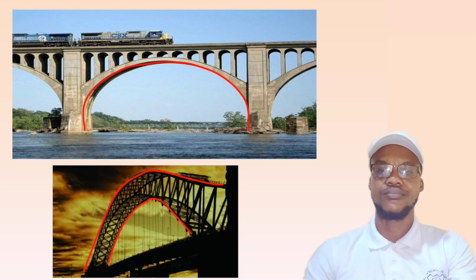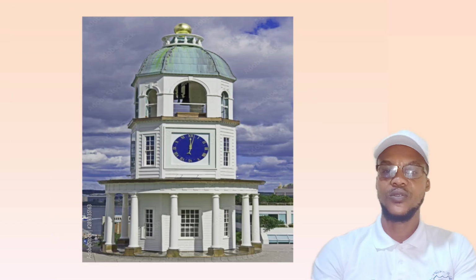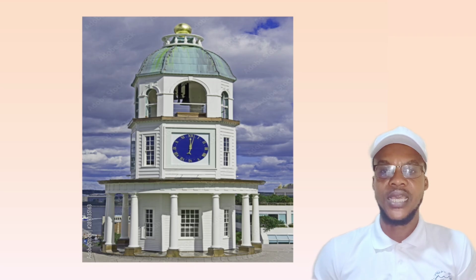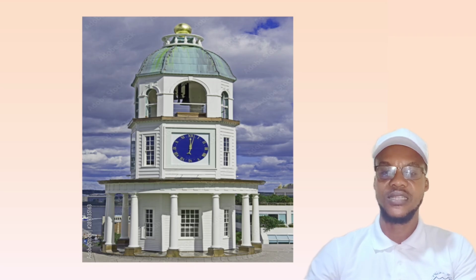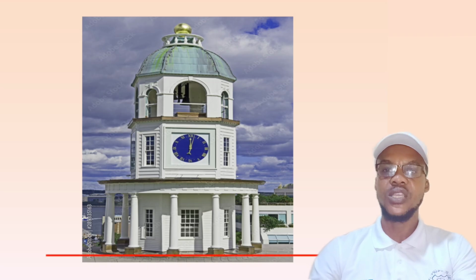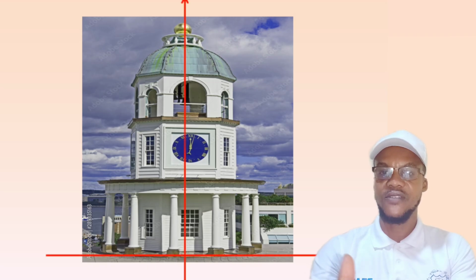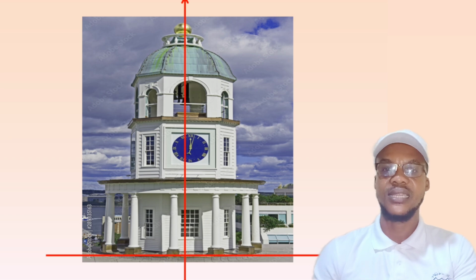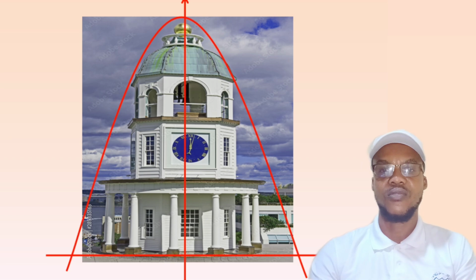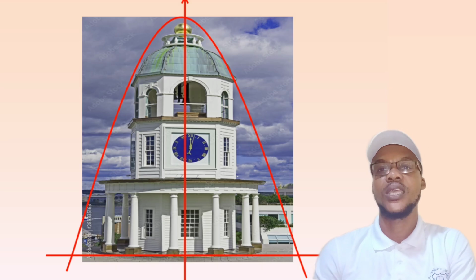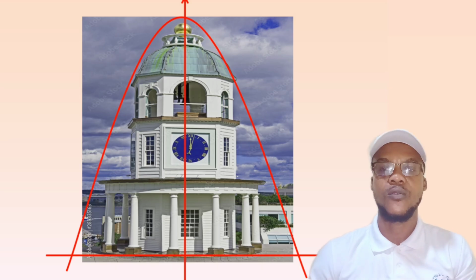So these are some of them. Let's look at this beautiful building here. You see, very nice. And this one was also built using what polynomial function? What polynomial function is that? Let's look at it. We realize that you can have your x and y, and then we have this nice curve, the same as the quadratic curve, or parabolic curve.